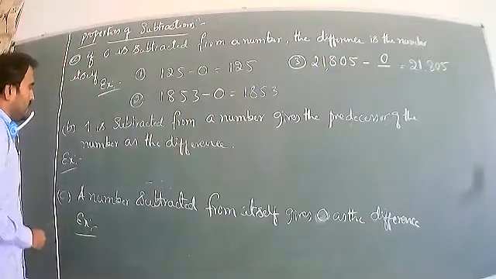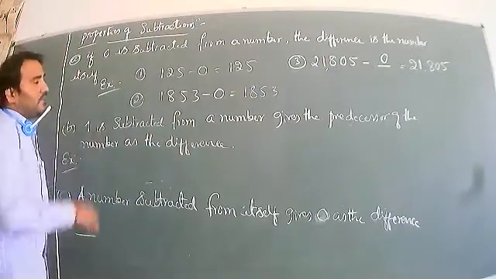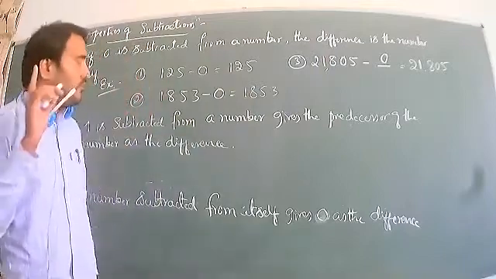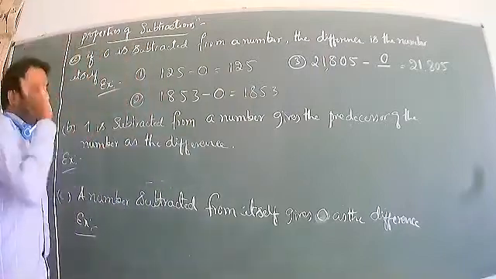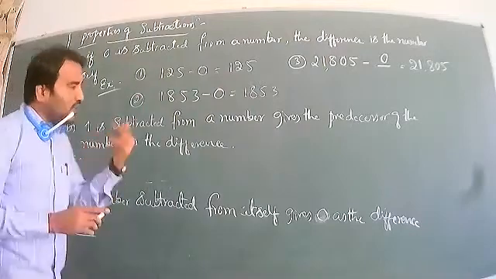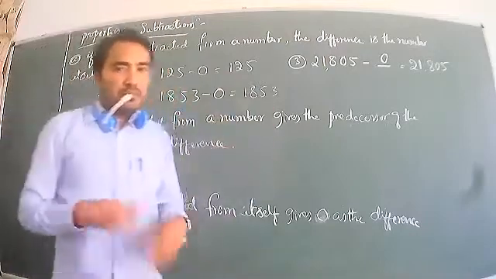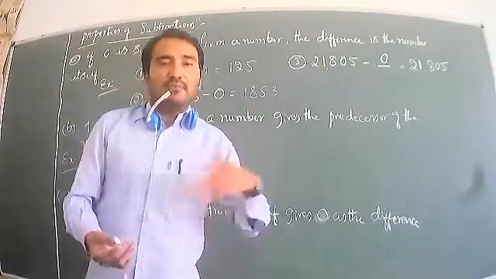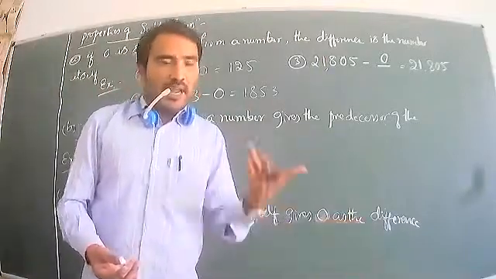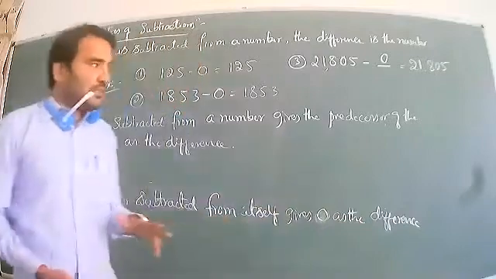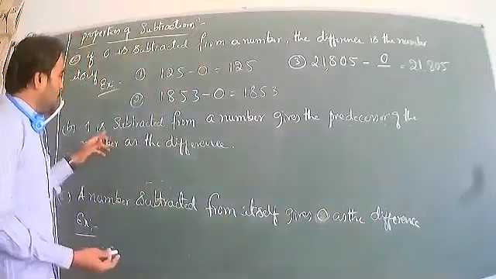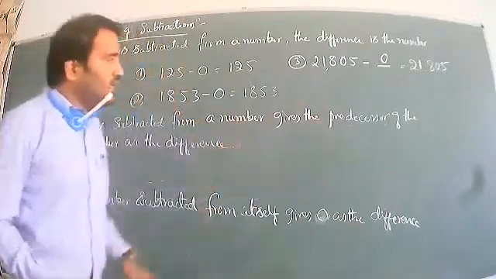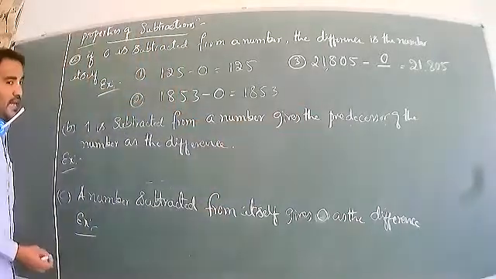You have understood. Next, when 1 is subtracted from a number, it gives the predecessor of the number as the difference. Whenever we subtract 1, we get the number before it. Predecessor means the before number. For example, if 9 is there, 1 less, the before number, is 8. That type of answers will be there. 1 subtracted from a number gives the predecessor of the number as the difference.